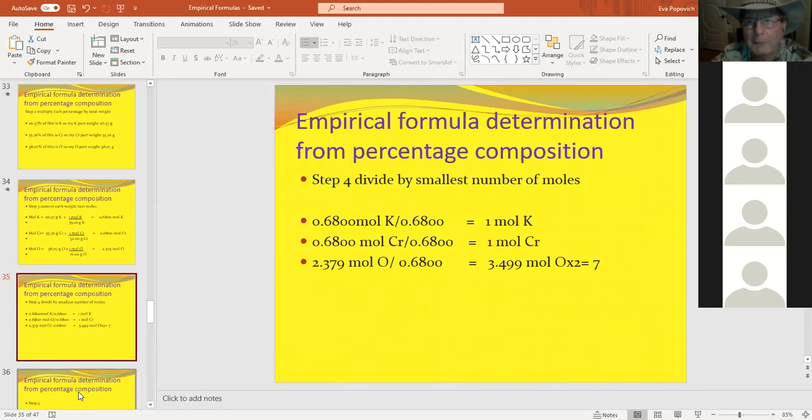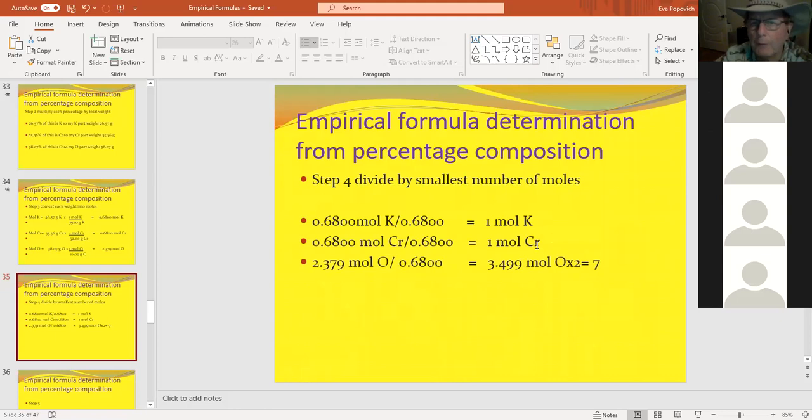Okay, guys, don't freak out about this. If you don't get an exact number, realize that there's a little bit of experimental error with everything. For example, you multiply the 3.499 by 2, you get 6.998. It's not exactly 7, but it's close enough, guys. I would say if you're at 0.9, it's pretty much a good deal to call it at that point. So I multiply the oxygen by 2 to get 7.